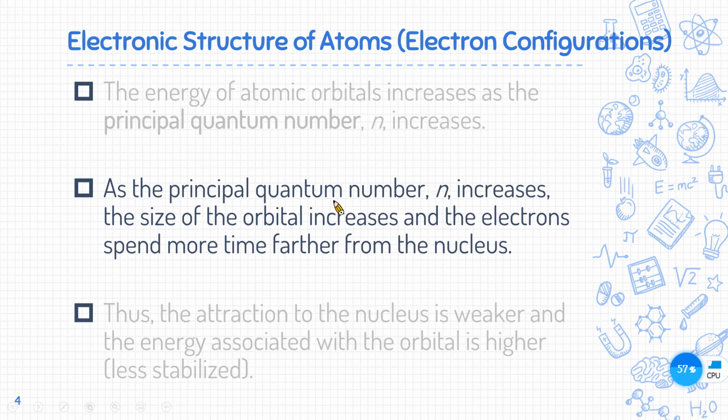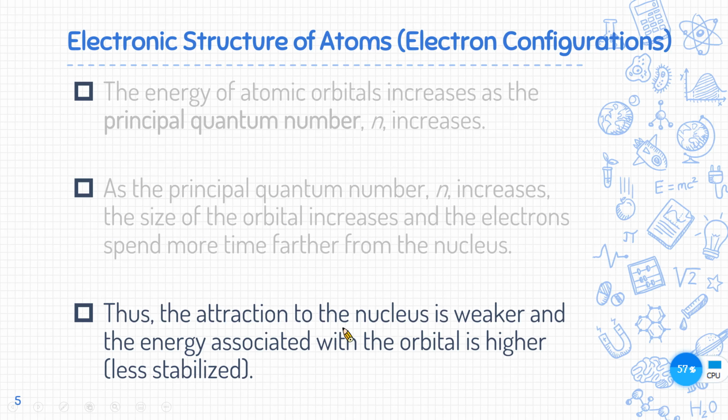As the principal quantum number n increases, the size of the orbital increases, and the electrons spend more time farther from the nucleus. Thus, the attraction to the nucleus is weaker, and the energy associated with the orbital is higher. This means less stabilized.